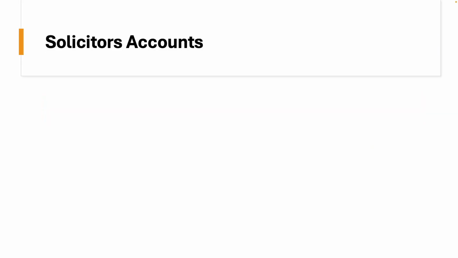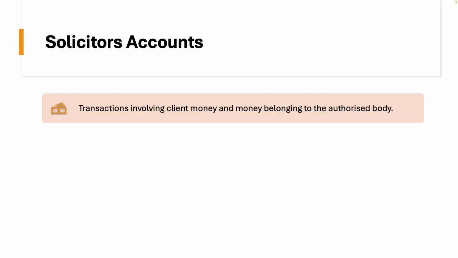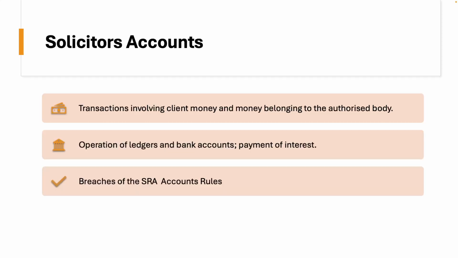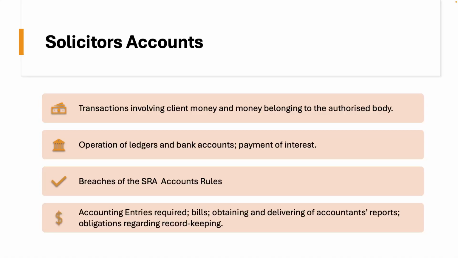So the 4 main topics that we'll look at that are part of the SQE specification, firstly is transactions involving client money and money belonging to the authorized body, operation of ledgers and bank accounts and payments of interest, breaches of the SRA account rules, so you have to understand what those breaches actually are, as well as accounting entries required, so bills, obtaining and delivering of accountants' reports, as well as obligations regarding record keeping.